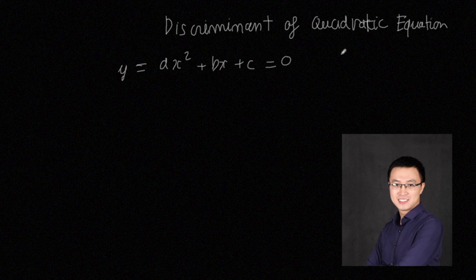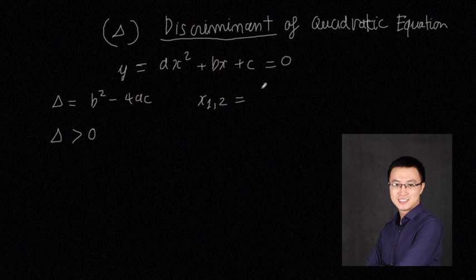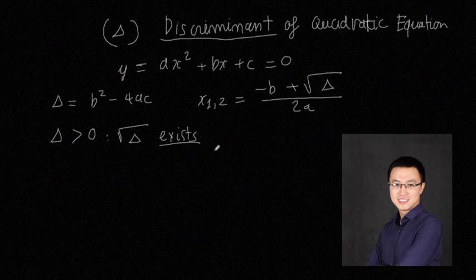When you want to set it equal to 0, you can use the formula. But first, you have to identify delta, which is b squared minus 4ac. The value of delta is the value of the discriminant, so delta is the symbol for the discriminant. We have three cases for the discriminant. The first case is when delta is greater than 0. The formula to calculate x1 or x2 is minus b plus or minus the square root of delta, divided by 2a. When delta is greater than 0, the square root of delta exists, so you will have x1 and of course x2.